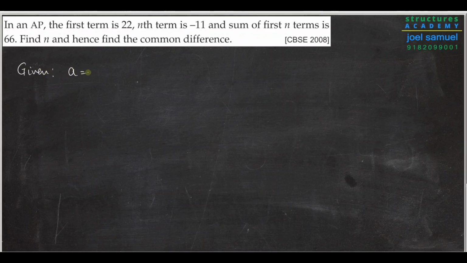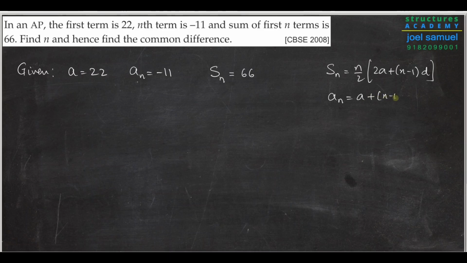Given a is equal to 22, a sub n is minus 11, and the sum of first n terms is equal to 66. So we know the formula for the sum of n terms, which is n by 2 times (2a plus (n minus 1) into d). And also we know the expression for the nth term, which is a plus (n minus 1) times d.